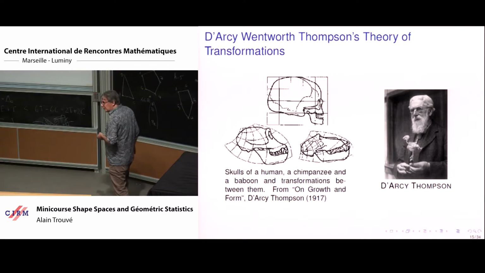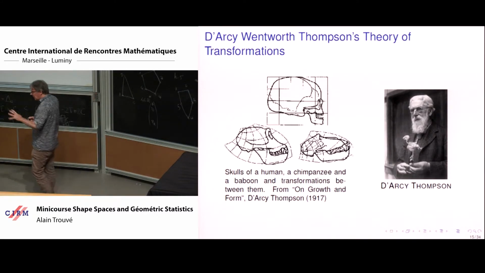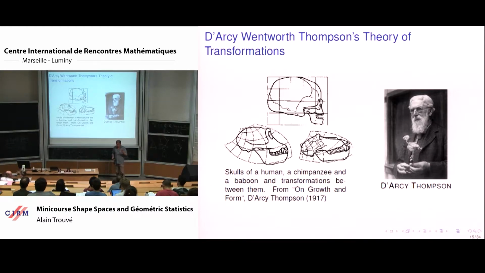This comes from D'Arcy Thompson. So now you think about shape. Shape is not what is left after you remove rotation, translation, and scaling, but a shape is something you can deform, something you can act on by diffeomorphism. So that's another idea: a shape is something deformable.